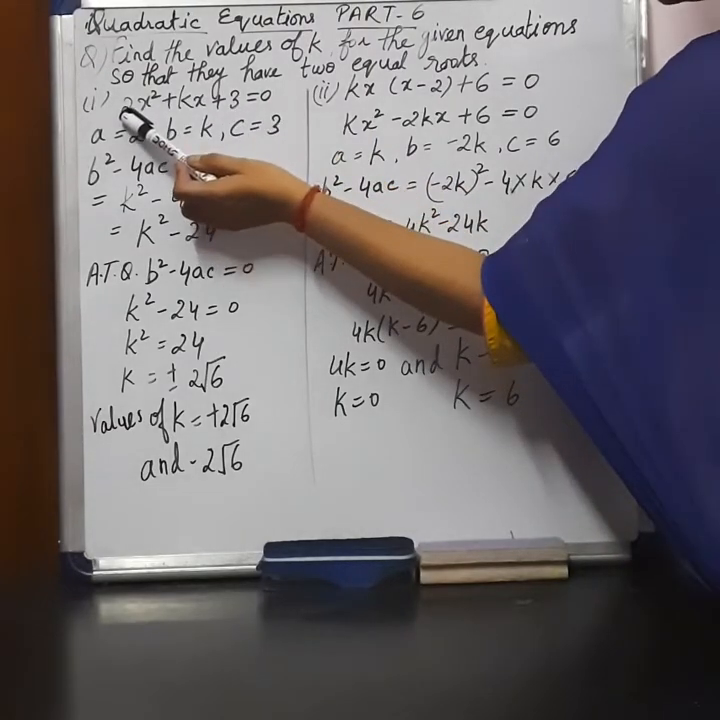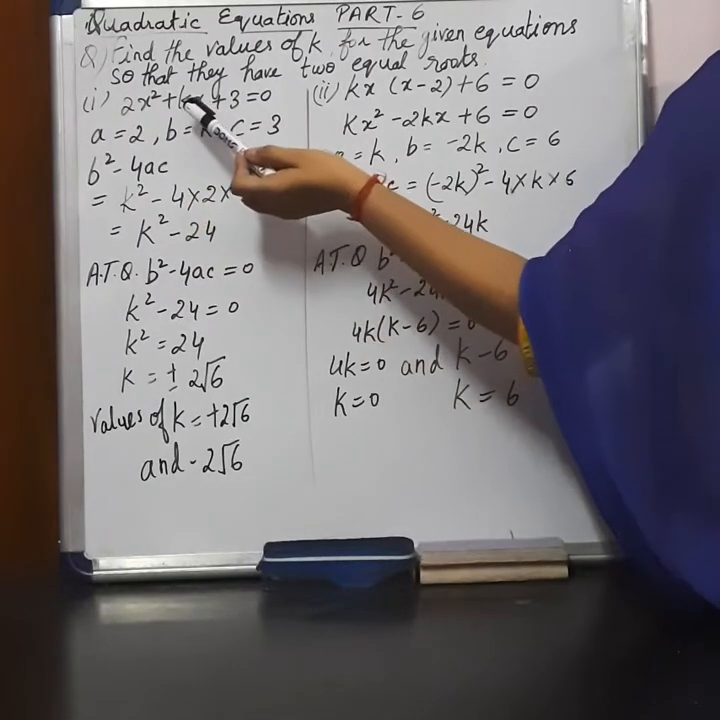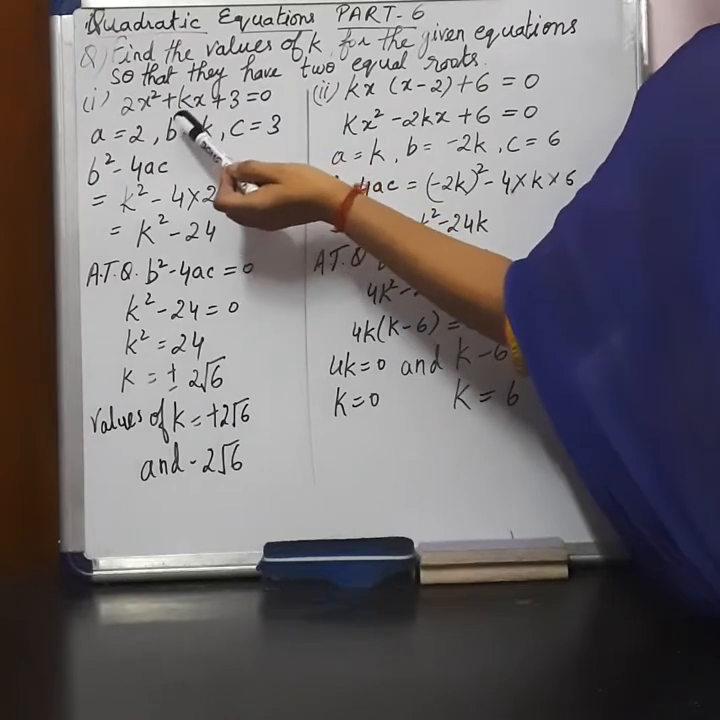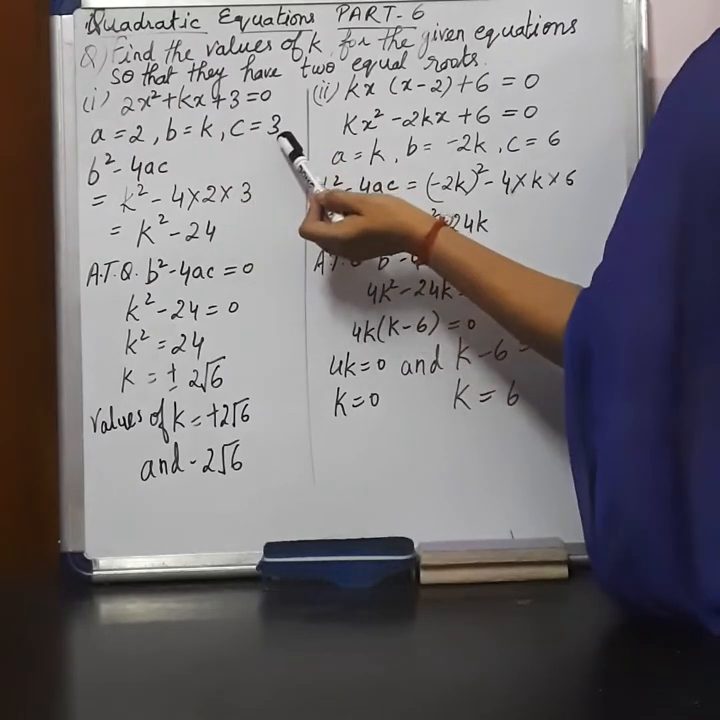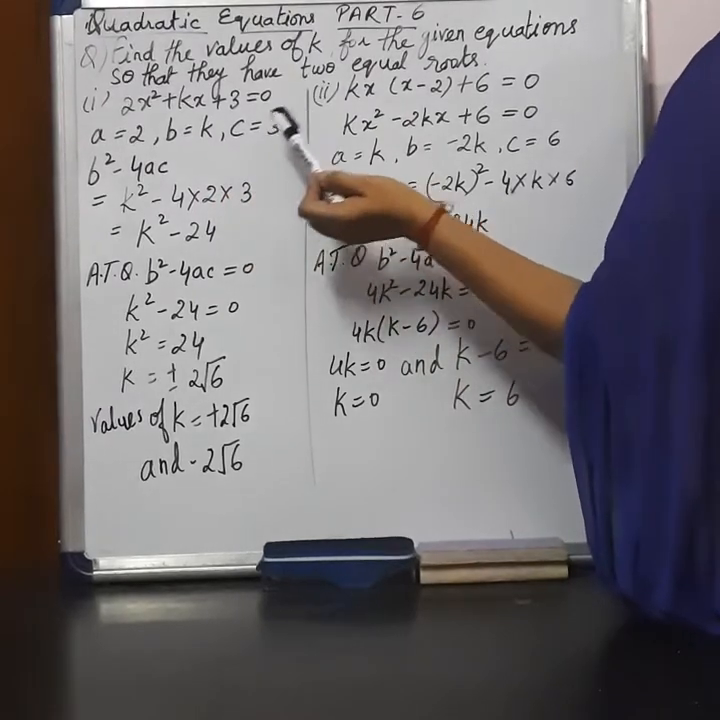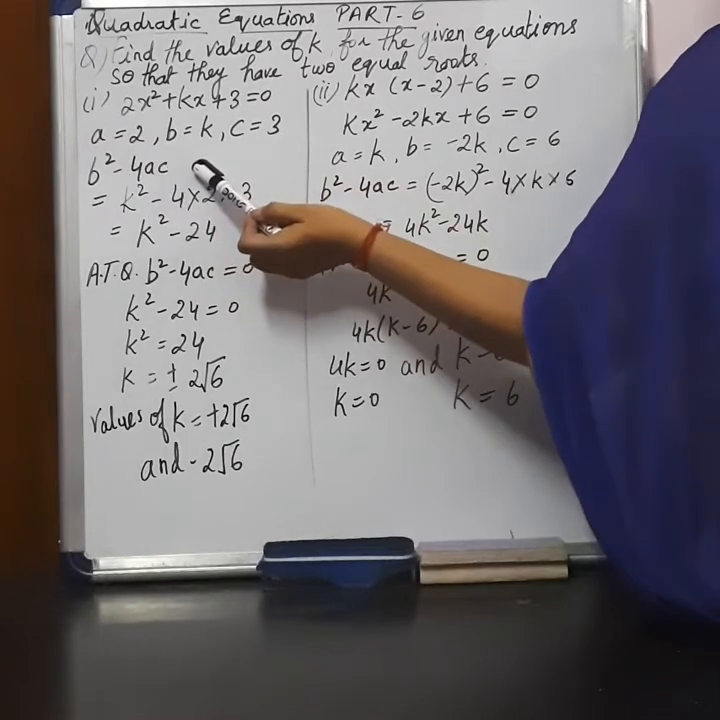The coefficient of x square is 2, that is the value of a. The coefficient of x is k, that is the value of b, and the constant is c. So here we have the values of a, b, c, first step. Then you will find out the value of b square minus 4ac.